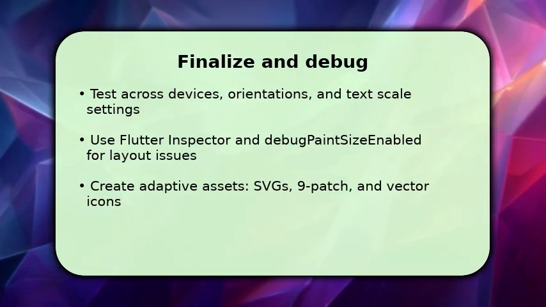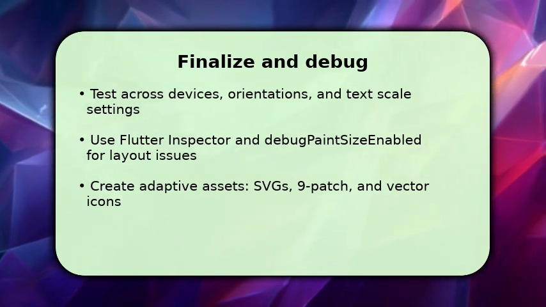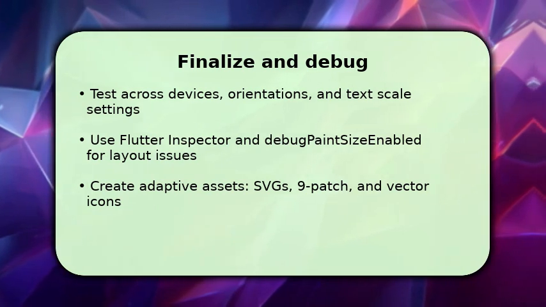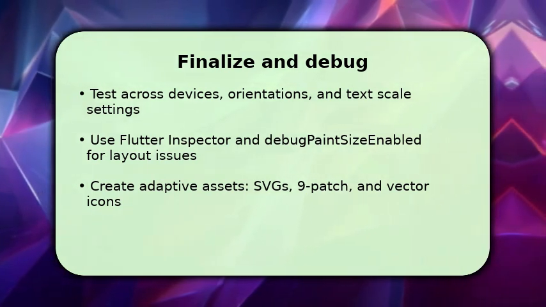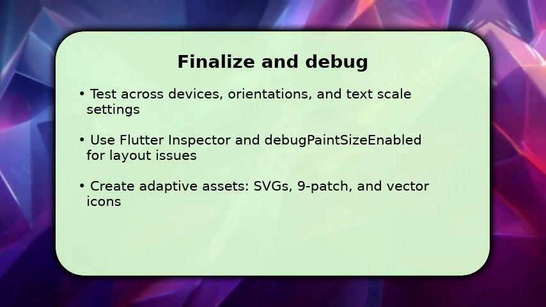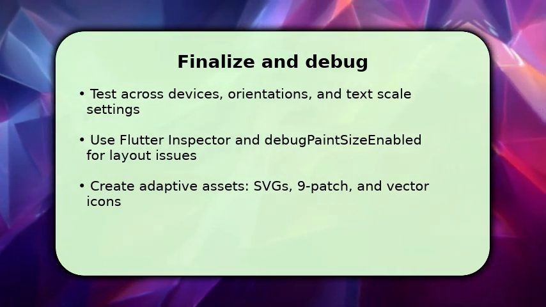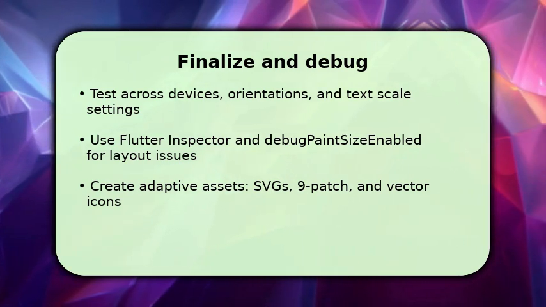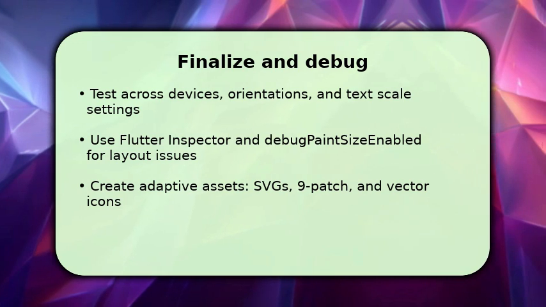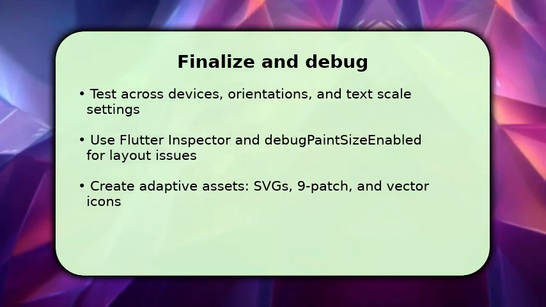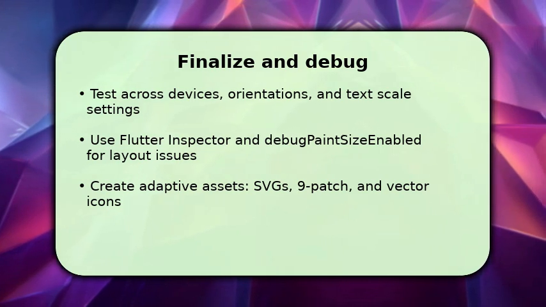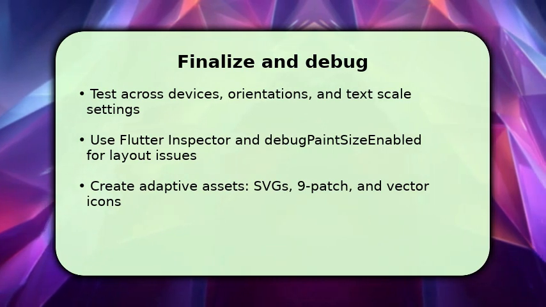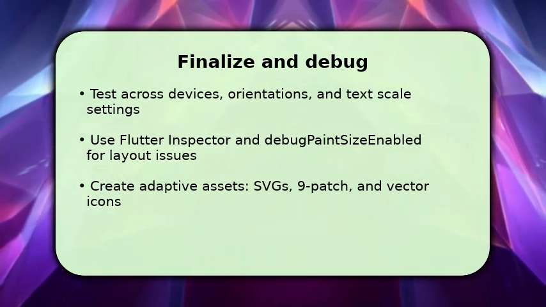Finish by validating behavior across varied devices: narrow phones, tablets, landscape, and high text scale settings to catch edge cases. You should run visual tests and use Flutter Inspector plus debugPaintSizeEnabled to reveal overflowing or clipped widgets. Once done, swap raster assets for scalable SVGs or vector icons and ensure padding and hit targets meet accessibility minima. If layouts break, check hard-coded widths first, then constraints propagation. This final pass locks in responsiveness and gives you one reliable troubleshooting step if things go wrong.